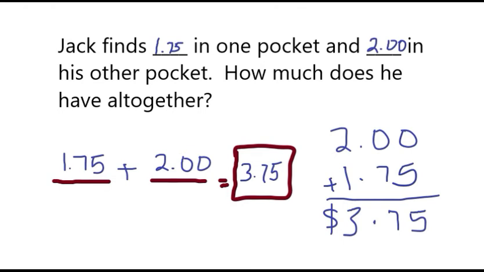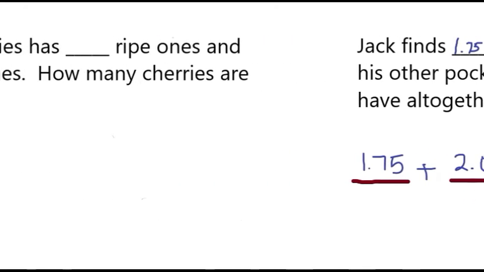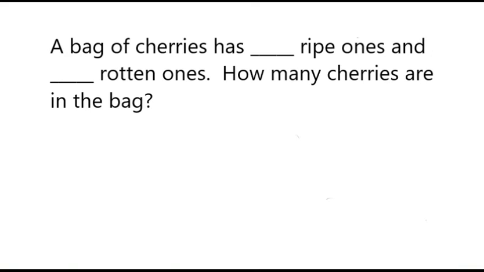Now let's see what happens in the next one. Okay, our last word problem of this video, and let's read that. A bag of cherries has blank ripe ones and blank rotten ones. How many cherries are in the bag?